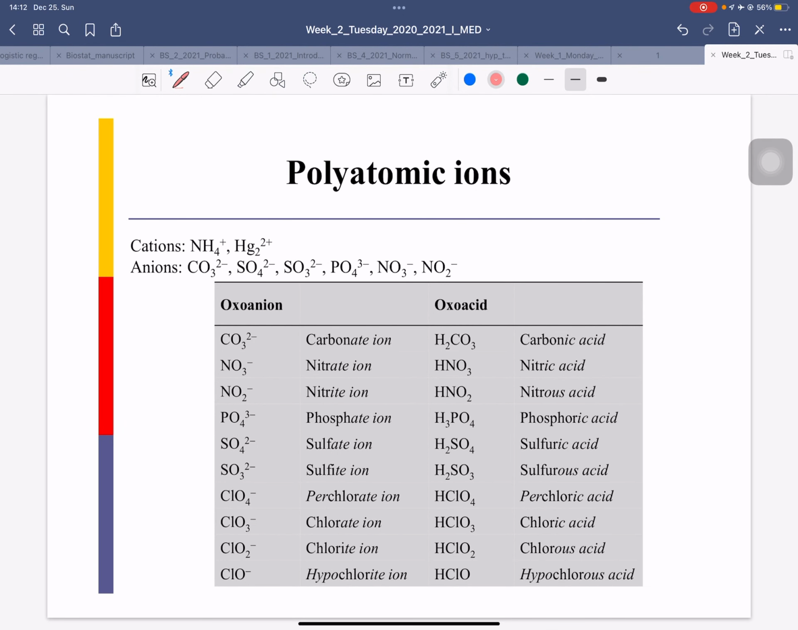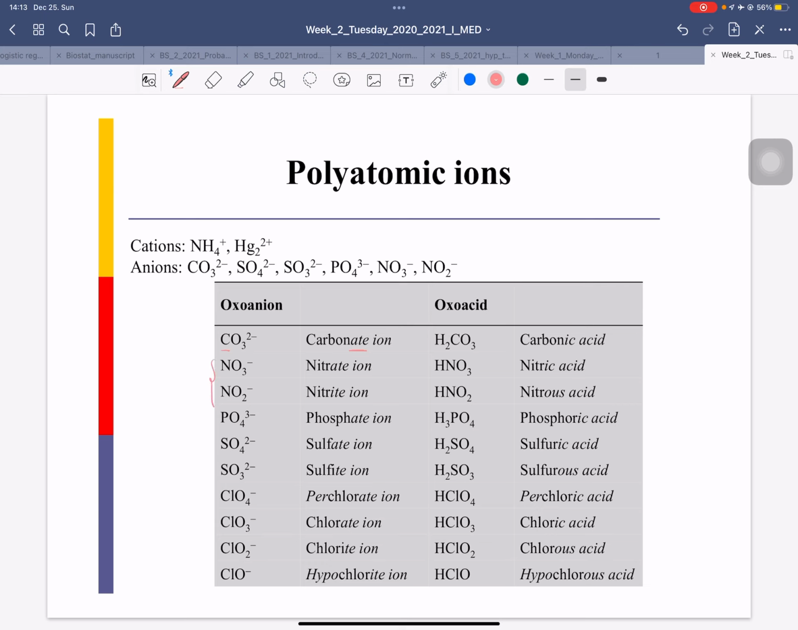For the cations we don't have a lot of examples. For example, we have ammonium and mercury(I), but for the anions we have more: carbonate, sulfate, sulfite, phosphate, nitrate, and nitrite. If we have just one central atom with oxygen, usually the second element is oxygen. In this case, we can have an ate suffix, carbonate.